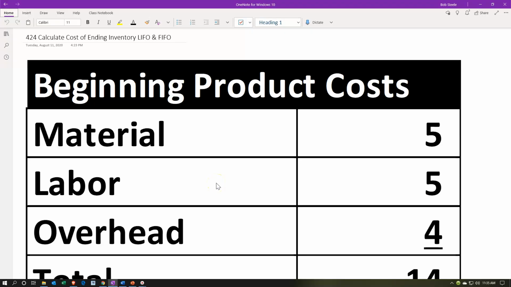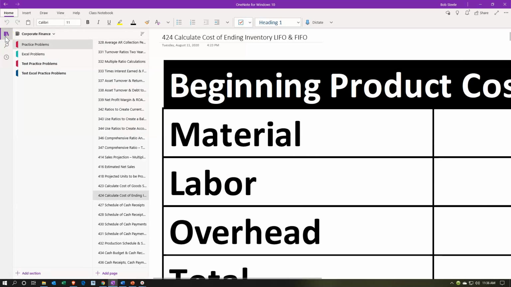Here we are in OneNote. If you would like to follow along in OneNote, you're not required to do so, but if you have access to it and would like to, we are in the 424 Calculate Cost of Ending Inventory, LIFO and FIFO tab under the Practice Problems section.